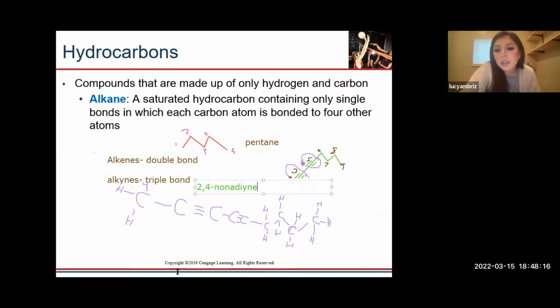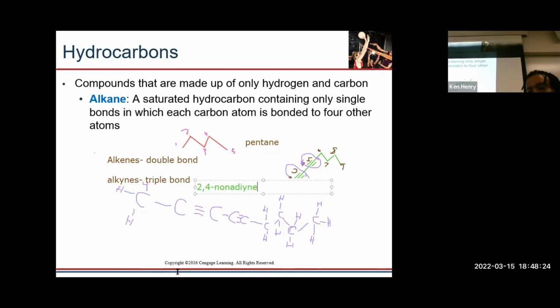For the dye, it goes in the middle. It doesn't go before the nona. No, it goes in the middle where the structure is, because you're telling me that I have 2 double bonds. So you want to put it right next to that structure. Okay, so this is one way of writing it.